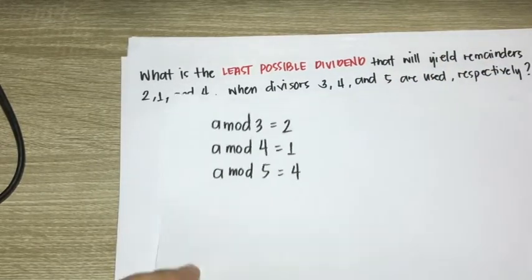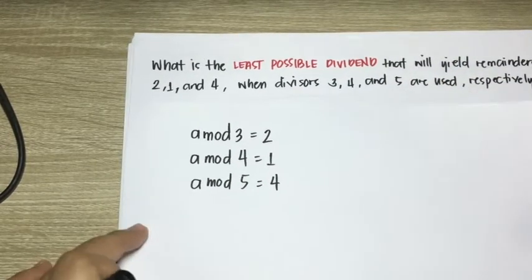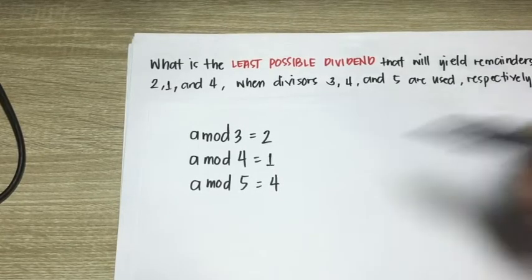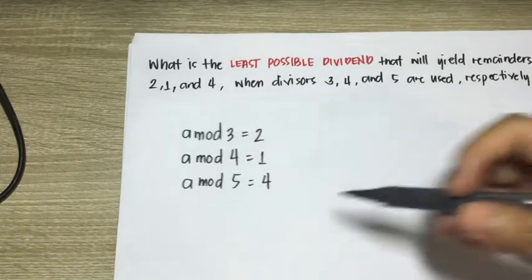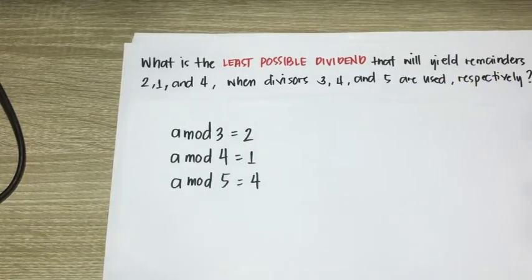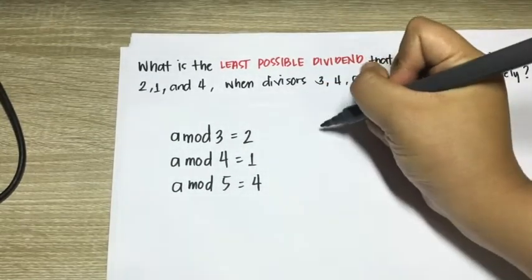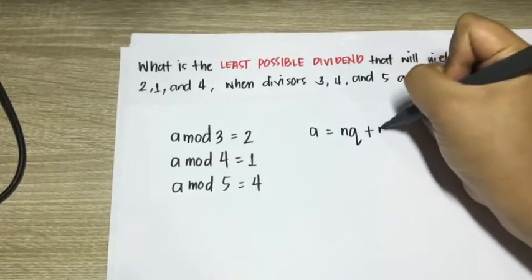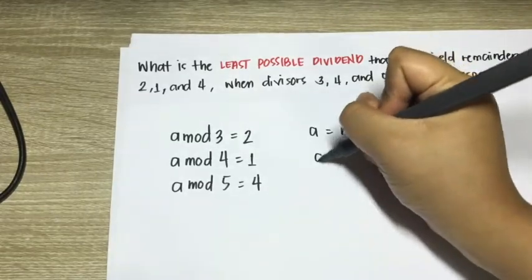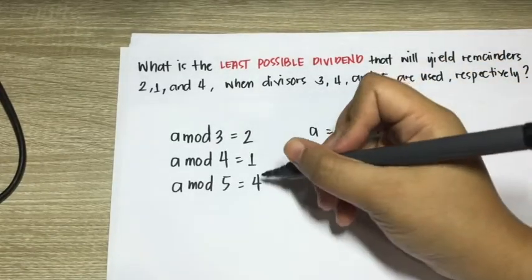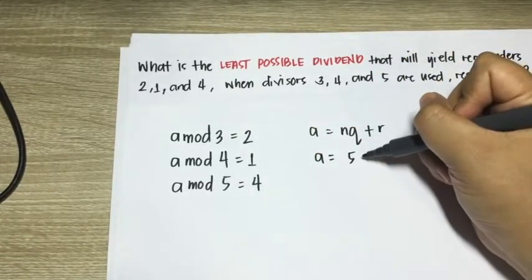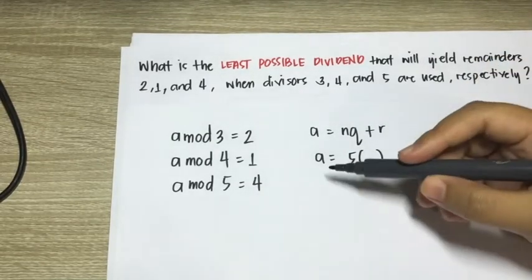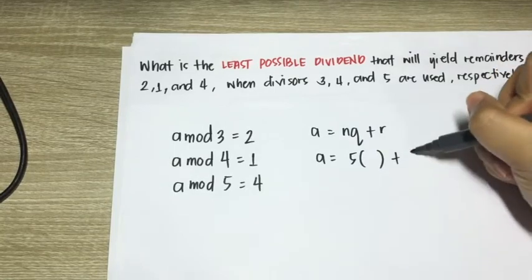So how can we obtain this least possible dividend? What we're going to do is start with the largest divisor, and in this case, the largest divisor is 5. Let us recall the relationship A is equal to NQ plus R. We are going to determine the value of A. Our divisor is 5. Our quotient, we still don't know yet. And our remainder is equivalent to 4.